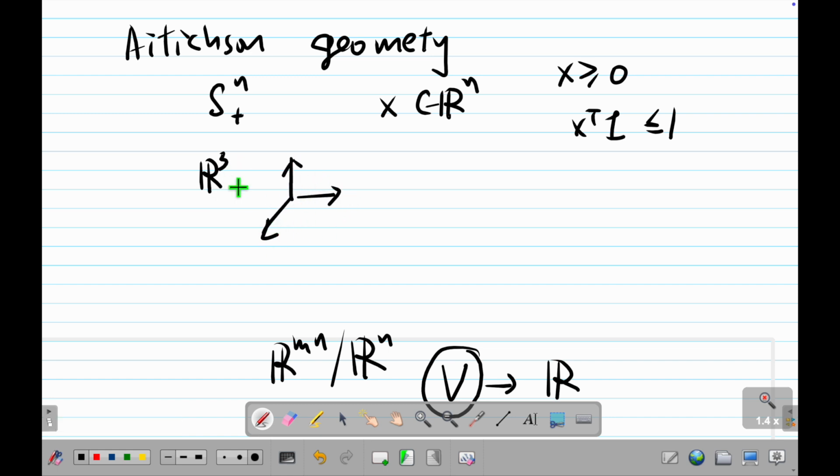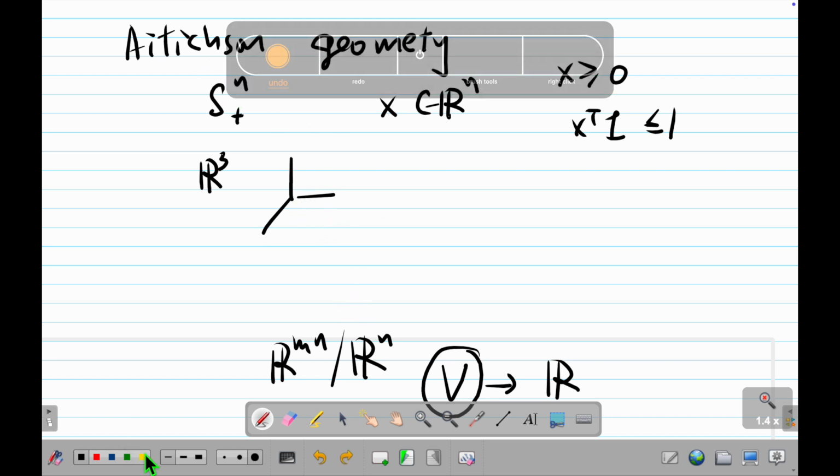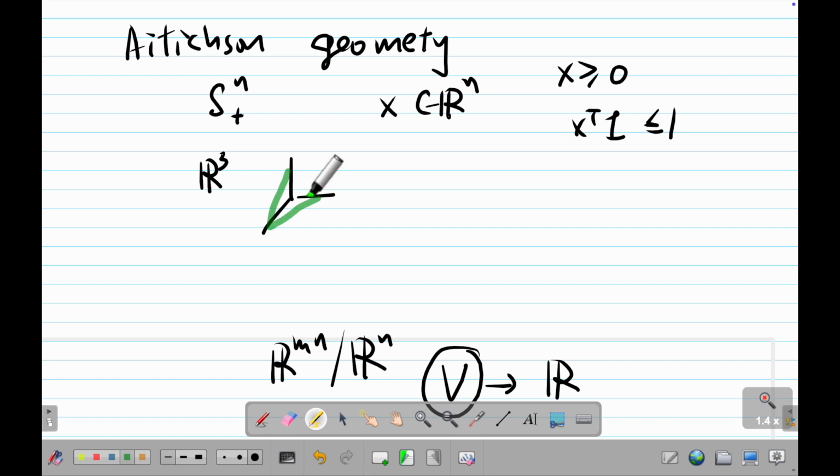Okay, if we consider R3, this is our vector space. But in Aitchison geometry, they only allow this green thing. That means they are not living everywhere in the cube. They are only allowed to exist in this plane. Then what? This plane is a space. It forms a vector space.